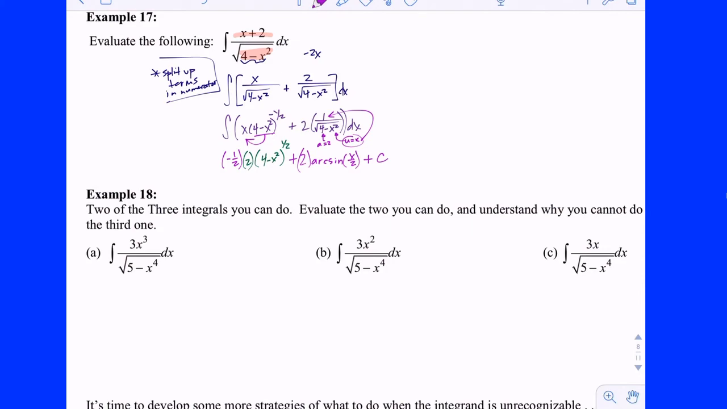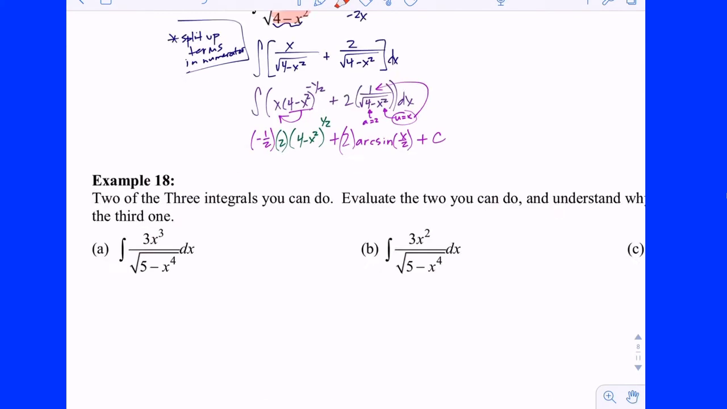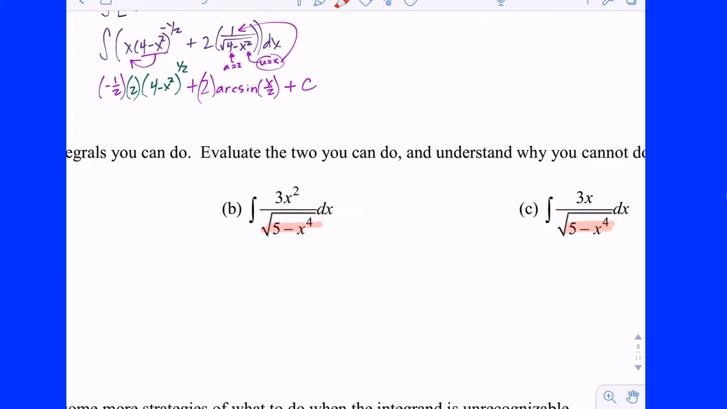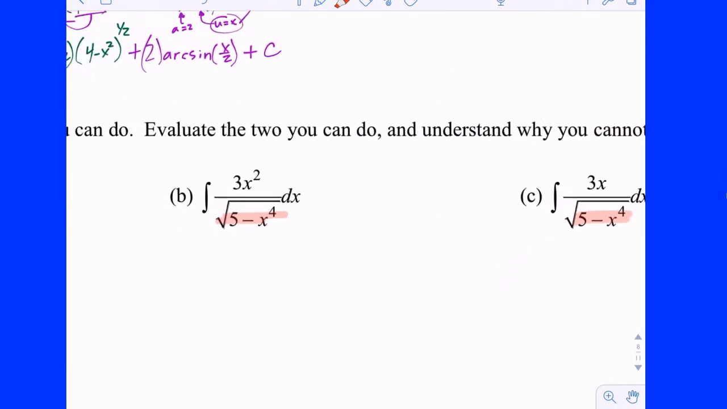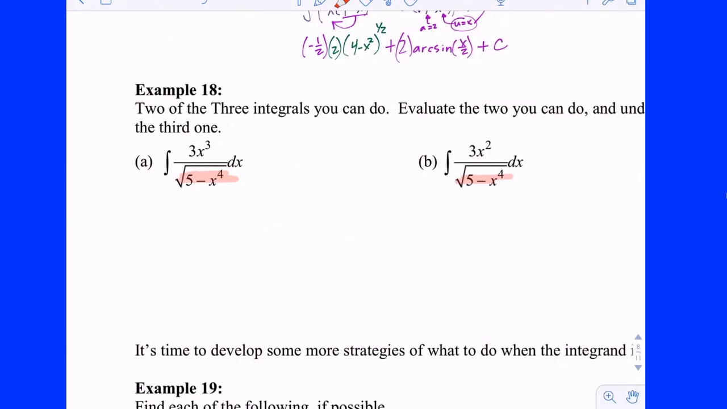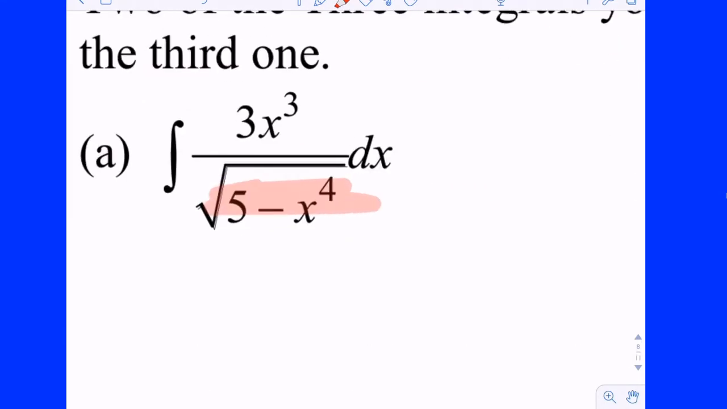Okay. Example 18. We have three integrals here, a, b, and c. Two of them we can currently do, and one of them we cannot. We need to understand which ones we can do and how to do them, and why the one we cannot do is not readily available to us at this moment. Notice that they all have very similar denominators, root 5 minus x to the fourth. But the numerators are what's different. We have a 3x, a 3x squared, and a 3x cubed. Let's just take them from left to right.